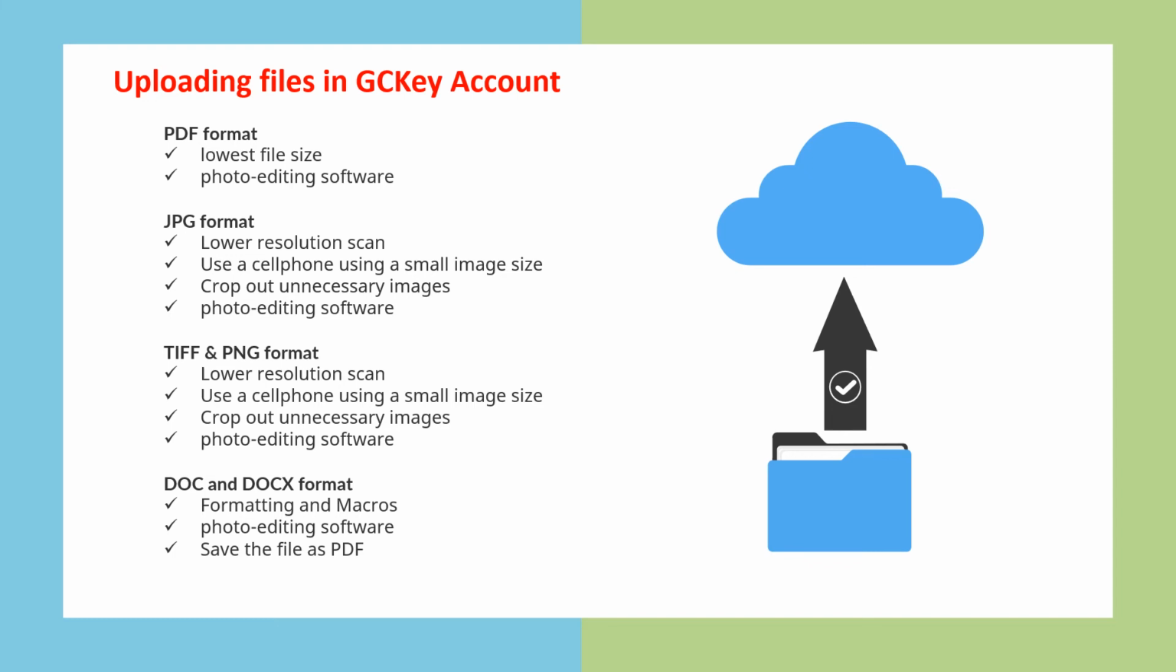As for the TIFF and PNG format, scan your document at a lower resolution, like 96 dpi. If you don't have a scanner, take a photo with your cell phone and choose a smaller image size. Use the crop feature to remove all empty space around the image. Reduce the image size. Options are usually found under the advanced setting menu of the software. Save the file in JPEG format instead.